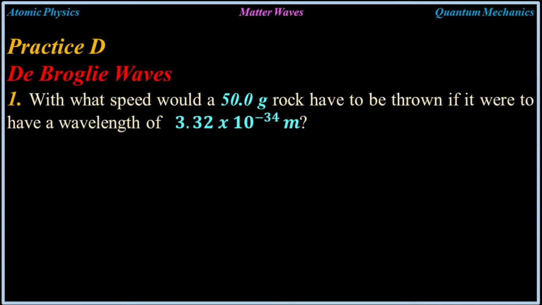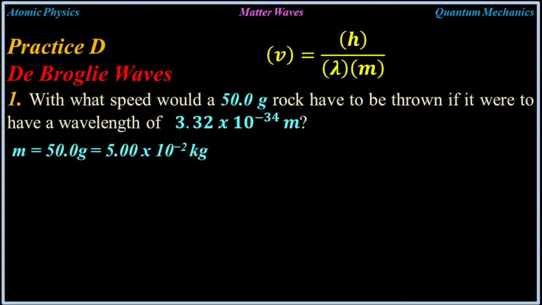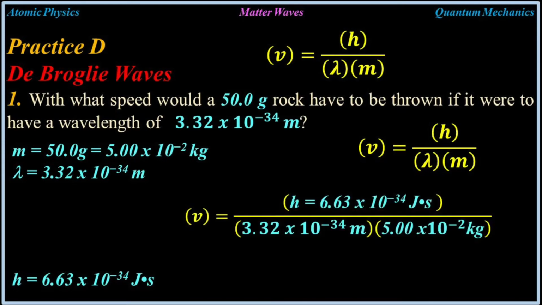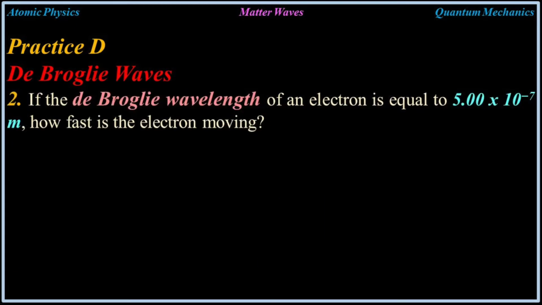That's pretty fast. With what speed would a 5-kilogram rock have to be thrown if it were to have a wavelength of 3.32 times 10 to the negative 34 meters? With what speed would a 50-gram rock have to be thrown? 0.40 meters per second.